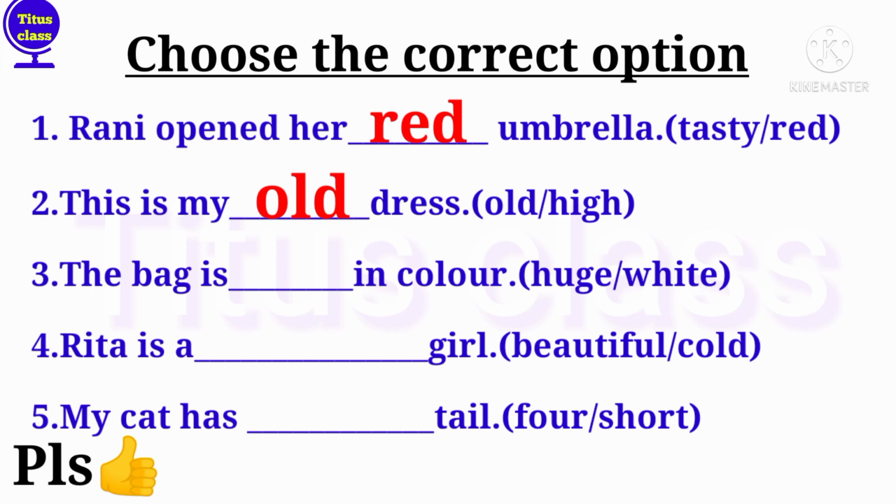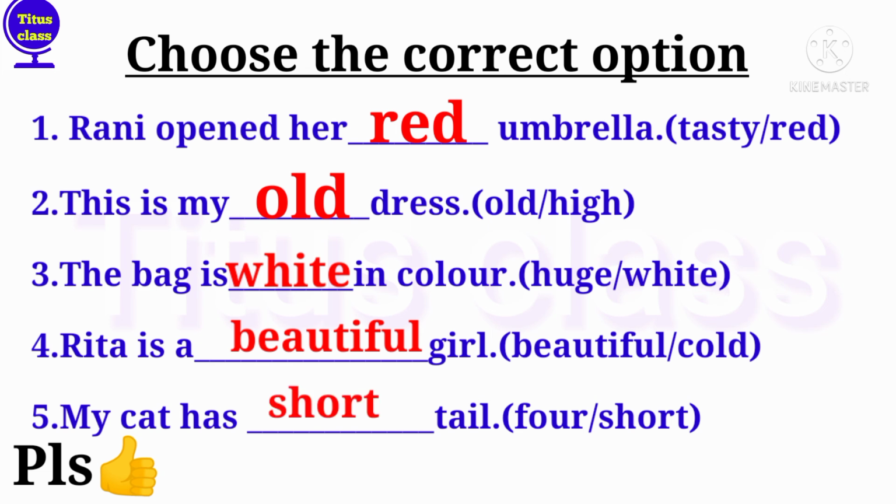The bag is dash in color. Huge is a color? No. White is a color. So the bag is white in color. Fourth one, Rita is a dash girl. Beautiful or cold? Can a girl be cold? She is a beautiful girl. Rita is a beautiful girl. My cat has dash tail. Four tail? Cat has four tail? No. My cat has short tail.